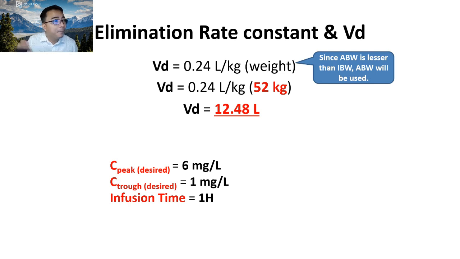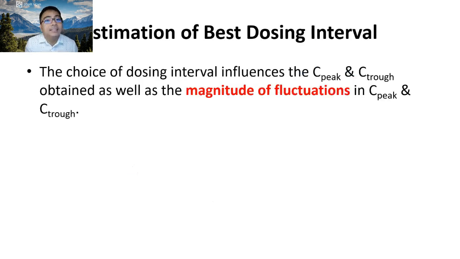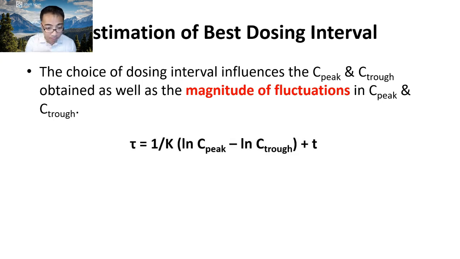Now, the next na kailangan natin determine is dosing interval. What would be the best dosing interval for our patient? The choice of dosing interval influences the peak and trough obtained as well as the magnitude of fluctuations in your peak and trough concentrations. To compute, class, we'll be using this formula. That would be 1 over K. So, actually, pag sinulat ko to class, that's tau equals ln C peak, yung desired, minus ln C trough, over K, plus your infusion time.